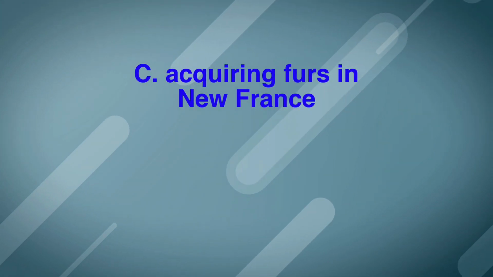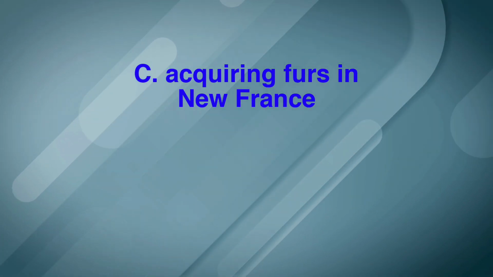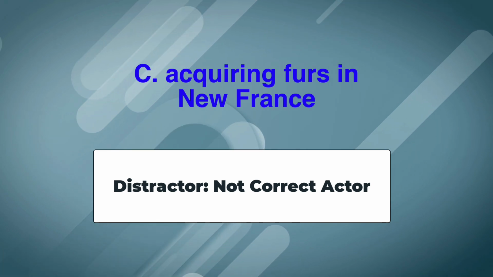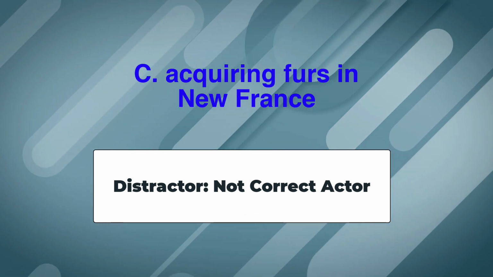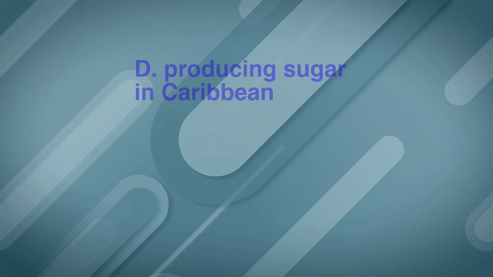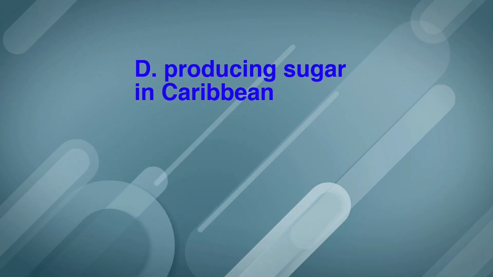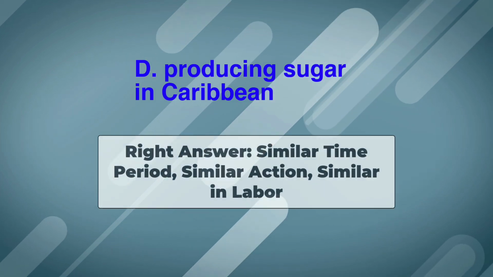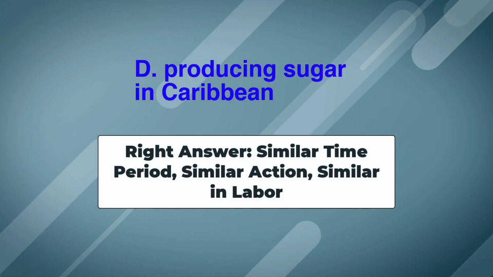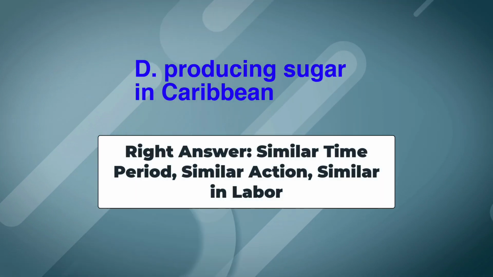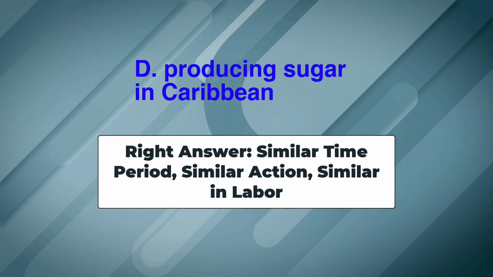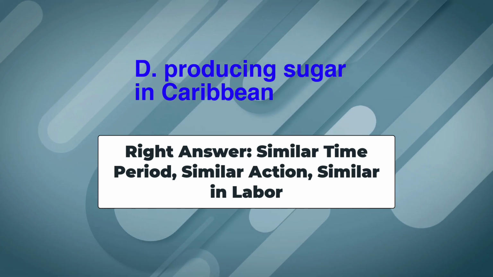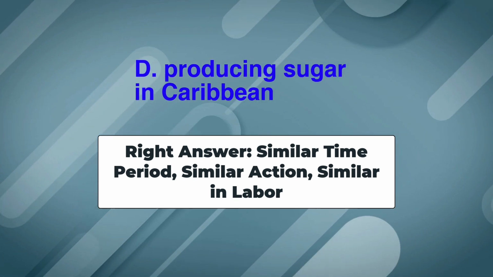Okay, C, acquiring furs in New France. Here we've got the wrong actor. In this particular case, we have nothing to do with slavery. This is about an equal form of trade between Native Americans and Europeans. So now we finish up with D, producing sugar in the Caribbean. This is the right answer, and it's very clear why. It's a similar time period, similar action. We're talking about slavery, but this time in the Caribbean, and we know slavery in the Caribbean produced sugar, not tobacco or cotton, but it was a similar type of product for a similar purpose, that of mercantilism.